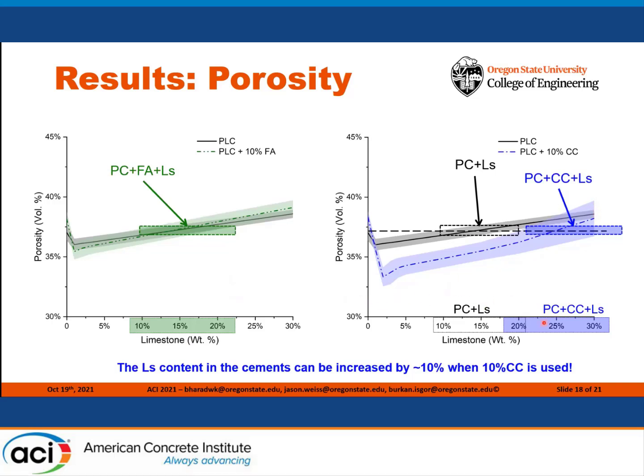However, when you add calcined clay, you can increase the limestone content in cements by about 10% because calcined clay has reactive alumina that can react with the limestone to improve the performance of the cements.